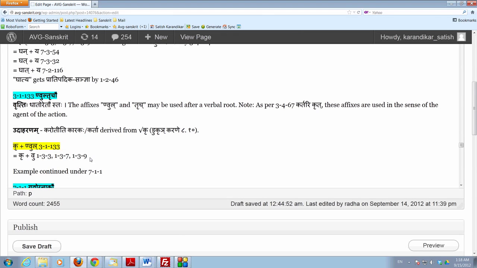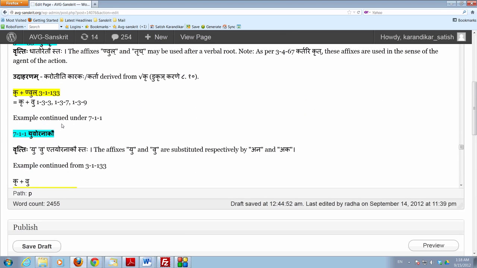Now what we need is a sutram to make the aka adesha in place of vu, to get the form karakaha. See all the examples which I gave you before, like nayakaha, gayakaha, dayakaha, adhyapakaha. In all of these examples, we're getting this aka adesha in place of vu. For that, we need the sutram 711, Yuvoranakau. That's going to be the next sutram, Yuvoranakau. So we can substitute vu by aka.